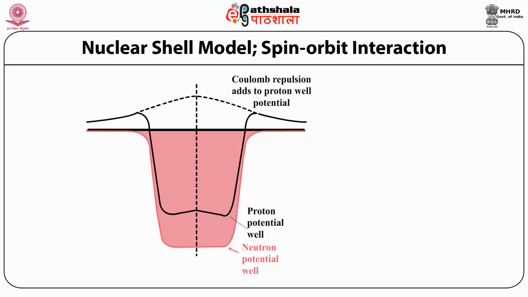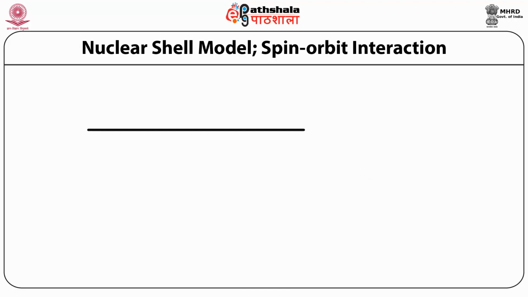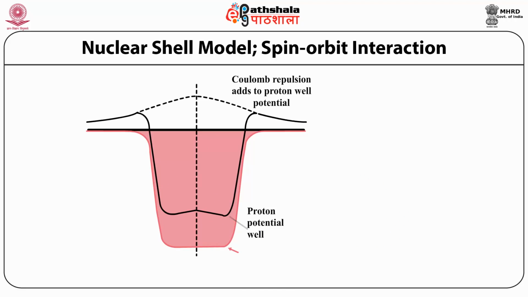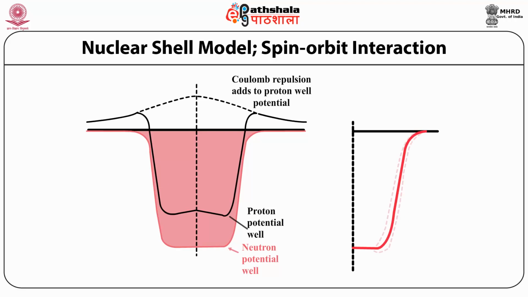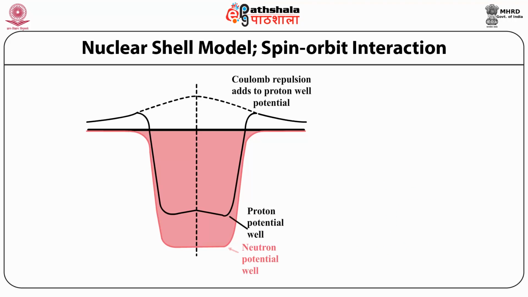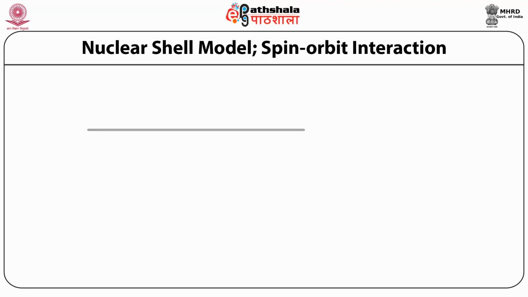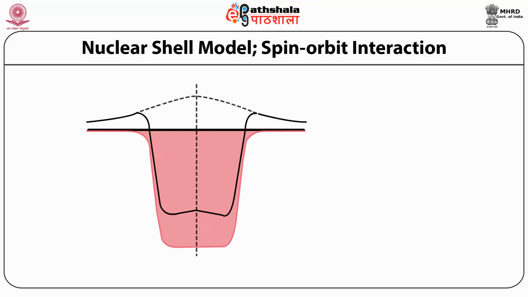Now in this slide, the impact of a spin orbit interaction on the energy levels or the nuclear potential is being discussed. The two pictures are given. On the left hand side, it shows the proton potential well as a function of distance from the center of the nucleus, and the Coulombic repulsion term is also given. From this picture we conclude that the neutron potential well is deeper than the proton potential well, and the reason is that protons also have Coulombic repulsion.